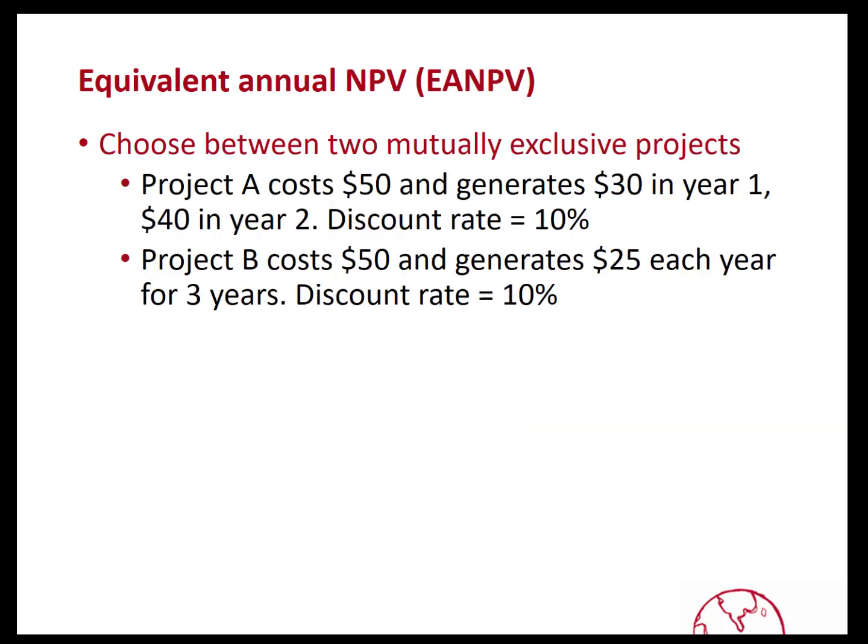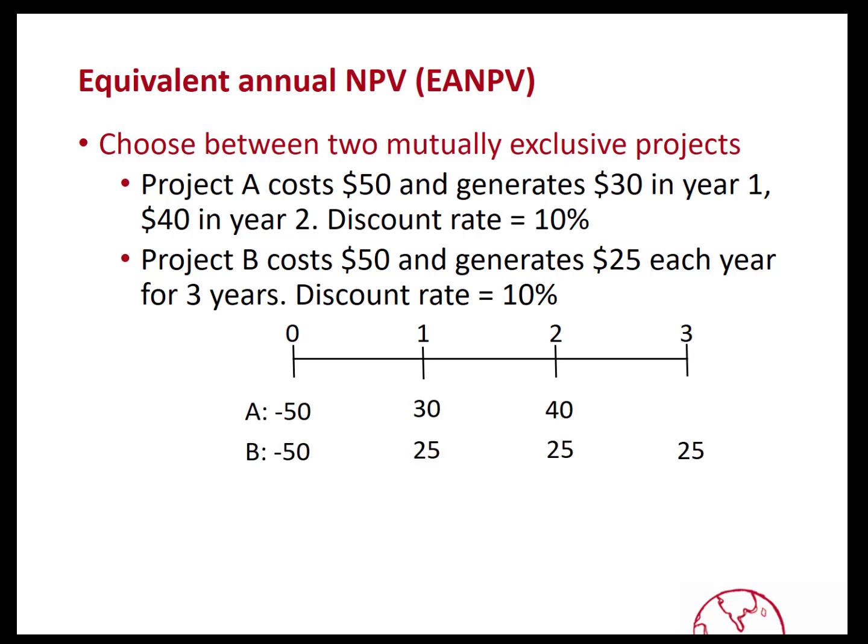Okay, so we have two mutually exclusive projects. Project A is going to cost $50 up front, generate $30 in year 1, $40 in year 2, and the discount rate is 10%. Project B also costs $50 up front, but it generates $25 each year for 3 years, also with a 10% discount rate. So drawing them on a timeline, here's what the cash flows look like. Here are the cash flows for Project A and the cash flows for Project B. Notice that they have different lives.